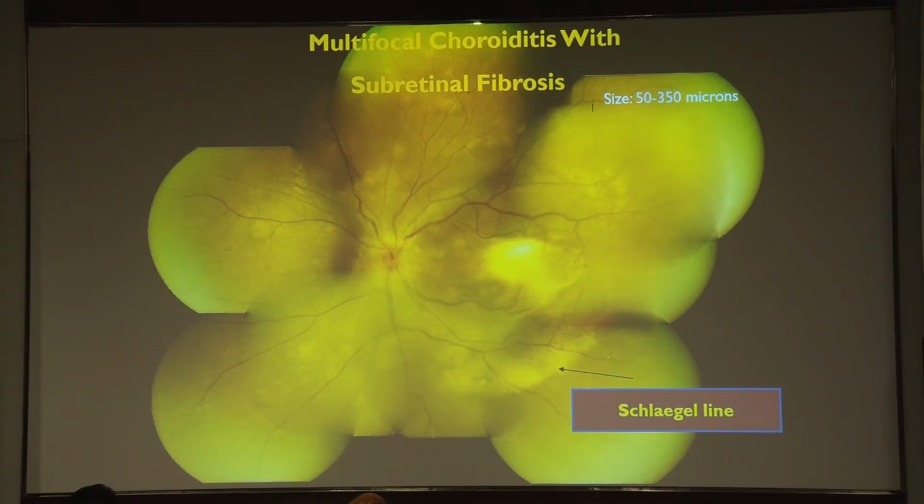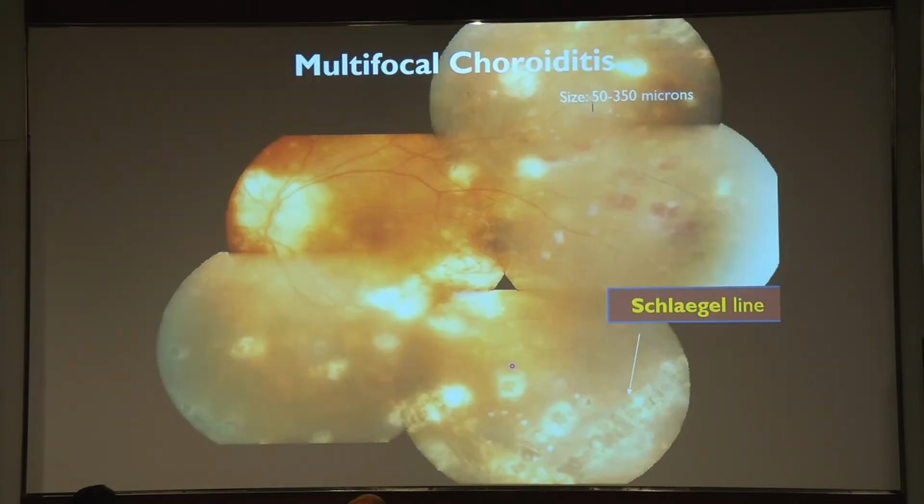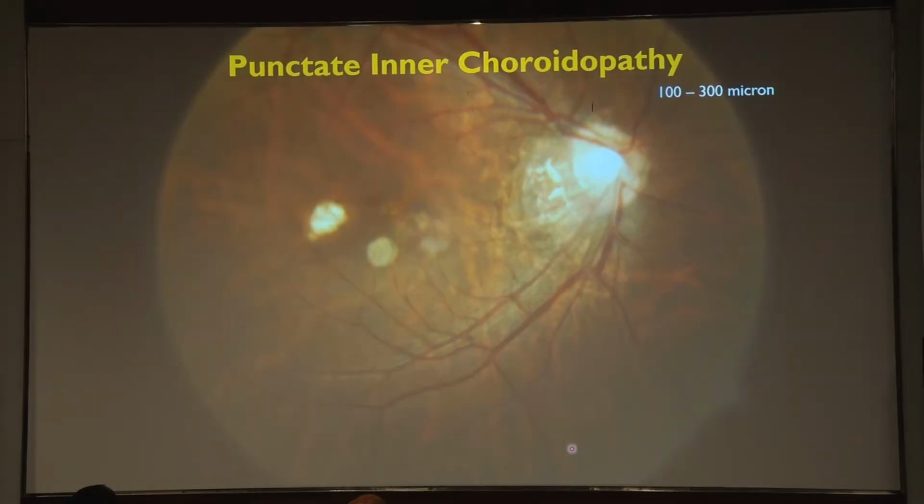When we see this subretinal fibrosis along with this whitish lesion, it is something called a Schlaegel's line. That means it is still active, and these require immunosuppression. As they get scarred, you can see well-defined choroidal atrophy in that area in a line. Similar to multifocal choroiditis, if the lesion is over the fovea and around 100 to 300 microns, we call it punctate inner choroidopathy, and this has a high chance of choroidal neovascularization.